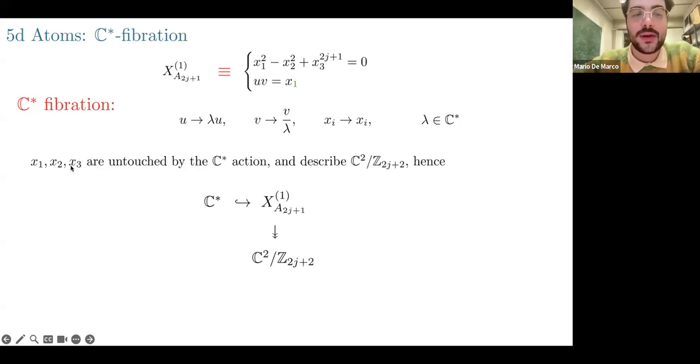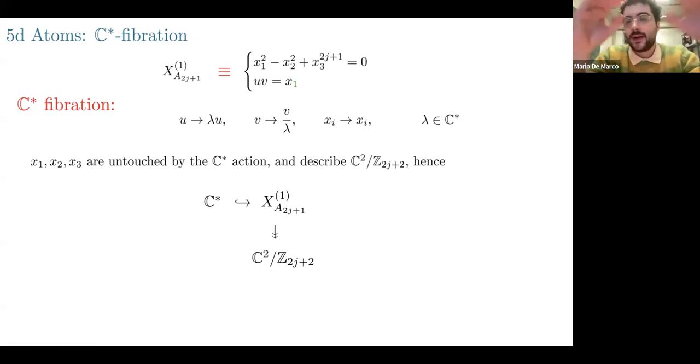And since x1, x2, and x3 are untouched by the C star action, and they satisfy the first equation, that is exactly the equation of the A_{2j+1} singularity, then we can pictorially and also quantitatively describe the Calabi-Yau threefold X with this commutative diagram. Namely, we have a fibration of C star. The Calabi-Yau threefold can be thought of as a fibration of C star over C2 mod Z_{2j+2}. Okay, because this C2 mod Z_{2j+2} is exactly the zero locus of the first equation.